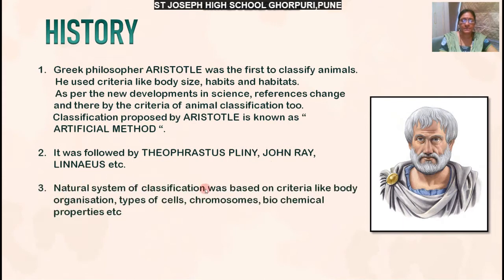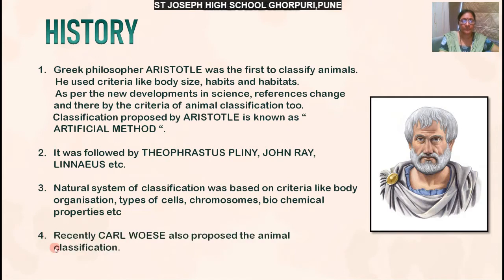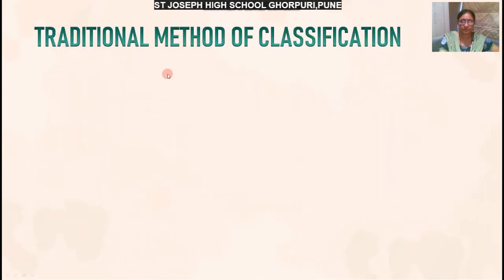The natural system of classification was based on criteria like body organization, then the types of cells found in the body, whether unicellular, multicellular, etc., the chromosomes, and even the biochemical properties were taken into consideration. Recently, Carl Woese also proposed an animal classification. Let's see the traditional method of classification.